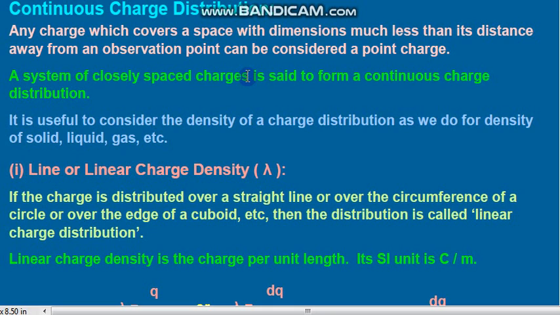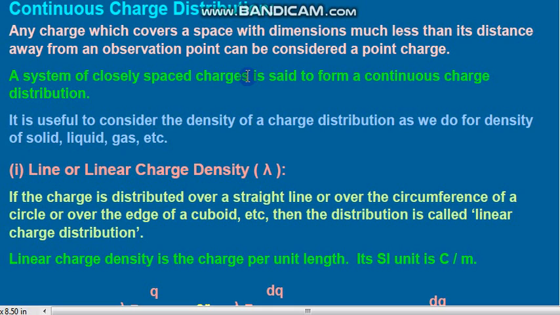Hi, welcome to the second part of electrostatics session. In this session, we are going to talk about the charge distribution of charges on a given object. Whenever we talk about an object being charged, depending on what the object is, you will have charge distribution.